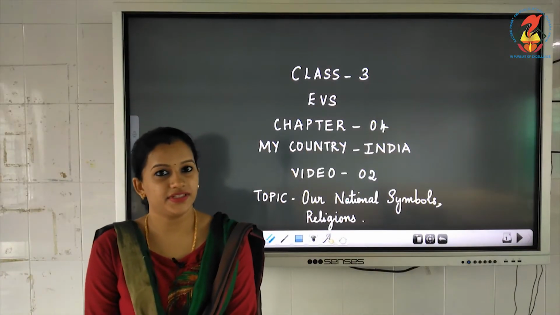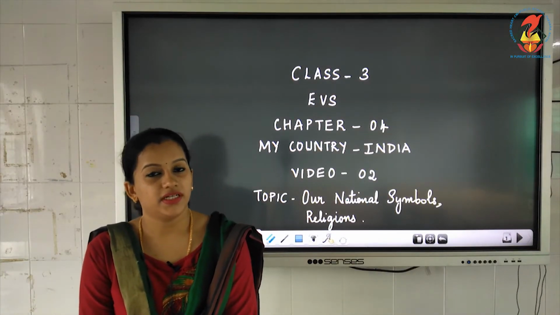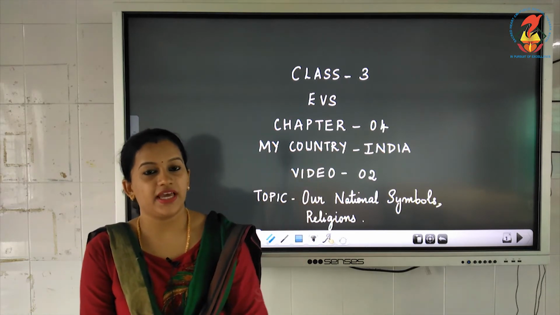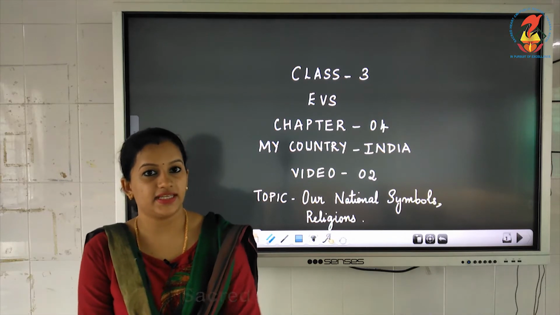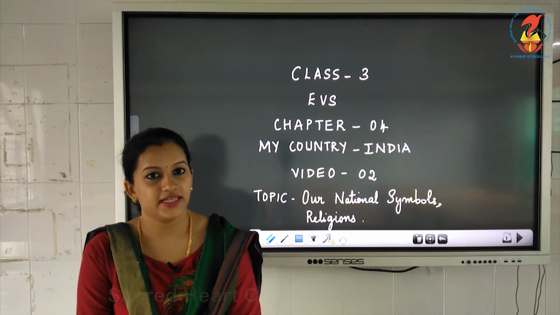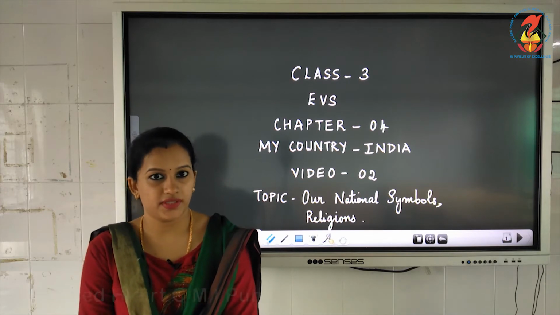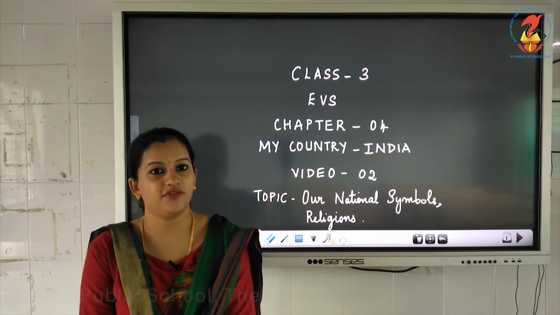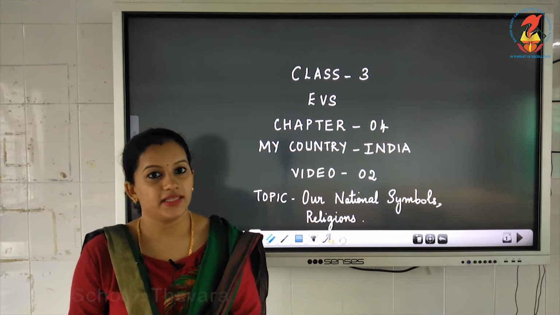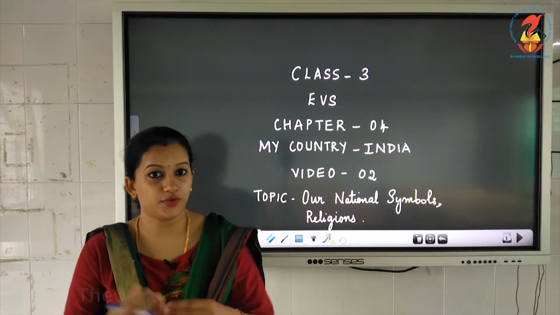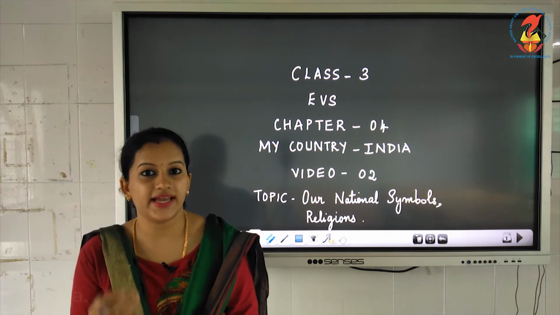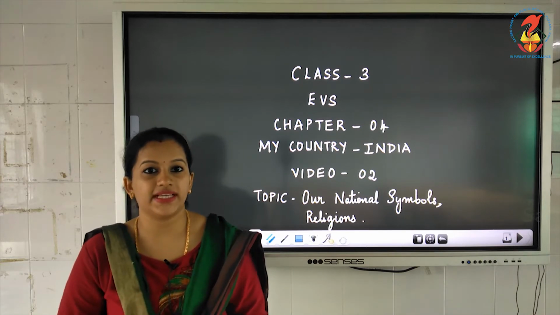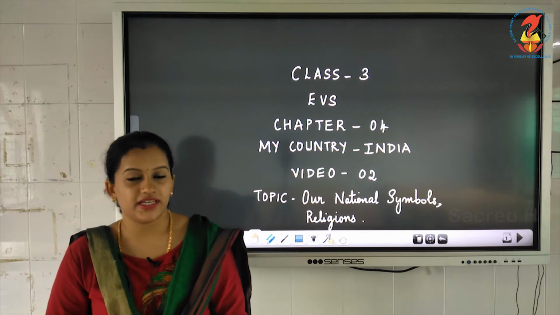Hello my dear children. So in the previous class we were learning chapter 4 in EVS, our country India. We had learned about several things in our country. We learned that India is called Bharat or Hindustan. We learned that India got independence on 15th August 1947. You learned that the currency of our country is the rupee. And you also learned that India is a country in Asia. Okay, those were the few things that we discussed in the previous class.